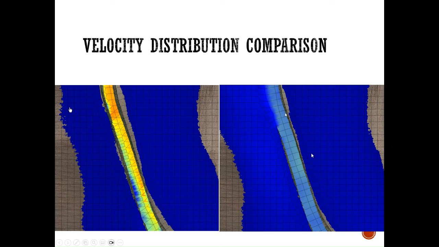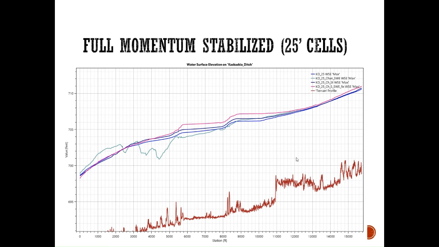And we're seeing the full momentum velocity distribution here. And we can see that it's a much more uniform, much more expected velocity distribution here. And it's not as high a velocity in the channel, as it's not showing the same instabilities that it was before. So we fixed that, and what you can see here is the fixed full momentum equation profiles here.